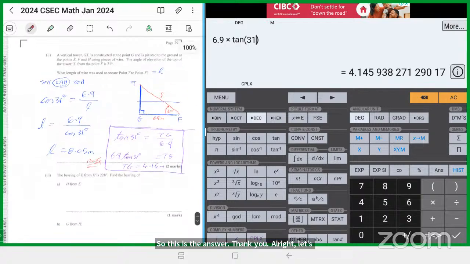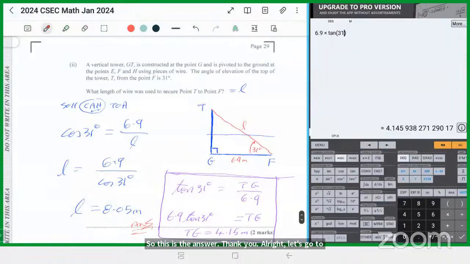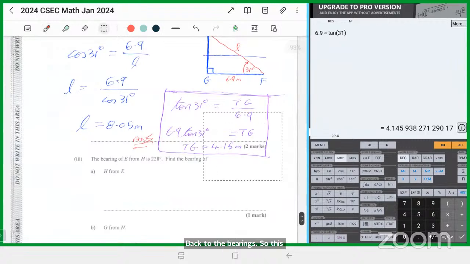All right, let's go to the next part now. Back to the bearings. So this part now says, let me shift this, make it smaller and shift it up.